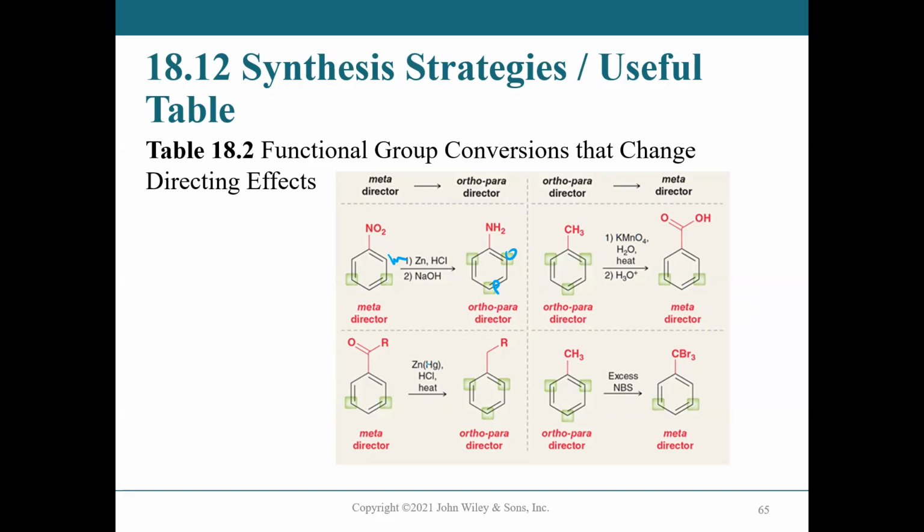We talked about the Clemmensen reduction, didn't we? Using this, we're going to get rid of that ketone, and we have an alkyl group now. And here we use excess NBS to convert this to CBr3, which now would be a meta director.